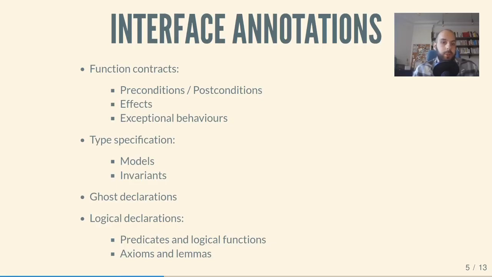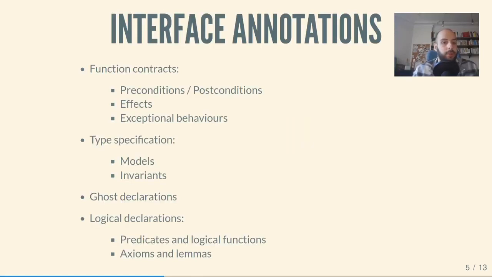The language features a number of usual constructs for specification languages, so you can add function contracts with preconditions and postconditions. You can specify their effects or add exceptional behaviors. You can also write type specifications, including models and type invariants. You can also write ghost declarations or logical declarations, which can be predicates and logic functions, or axioms and lemmas.